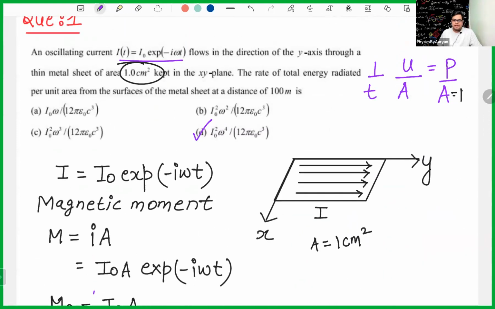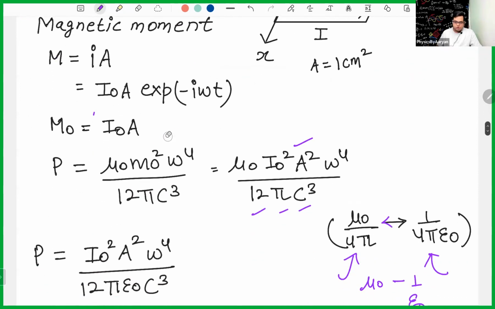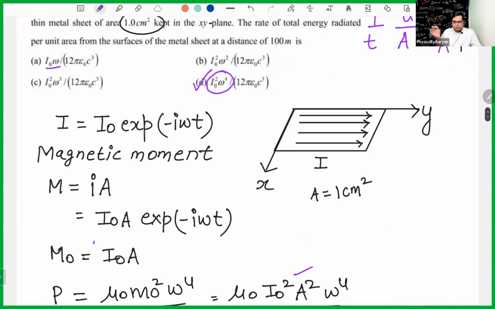The main thing that was exciting to do here was how it depends upon I naught and omega: I naught square omega 4, I naught omega, I naught square, I naught omega cube. From our formula itself, we know it depends upon I naught square into omega 4, because our formula says that it depends upon magnetic moment square and omega 4. And in magnetic moment, you get I naught. So you get I naught square and omega 4. So without even doing much math, you can say that option number D will be the answer.